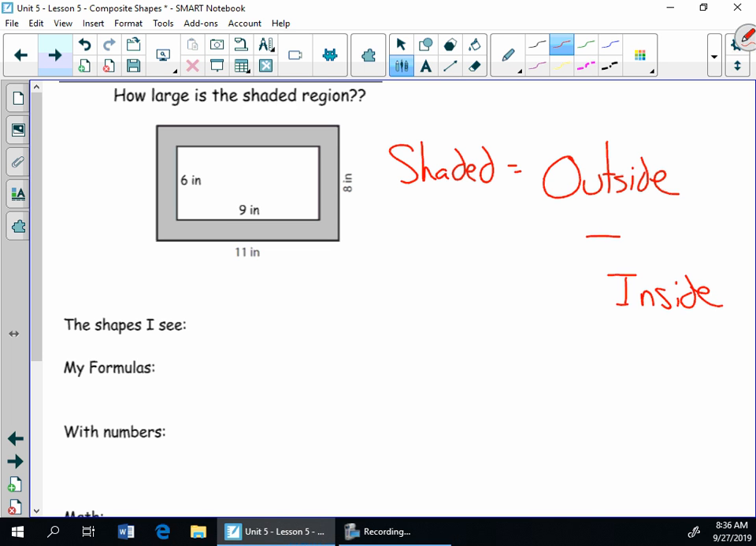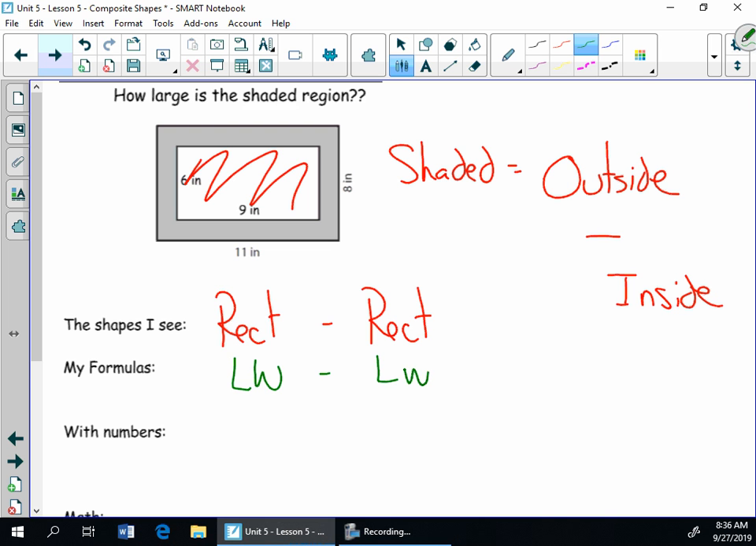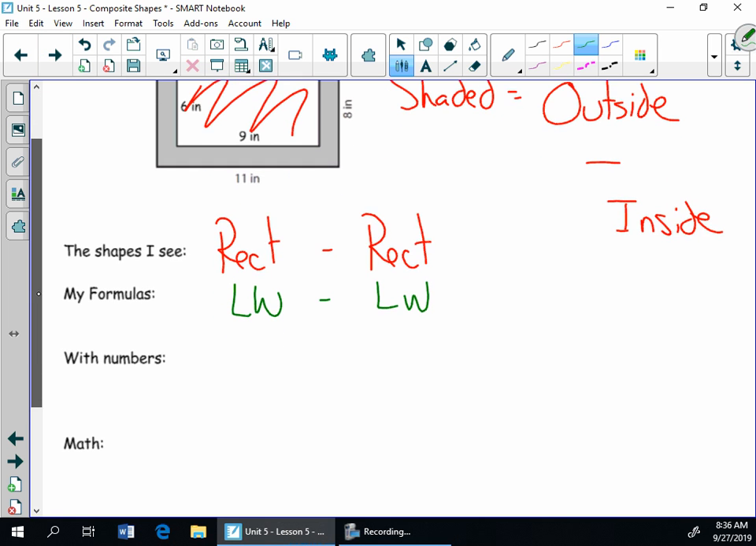If I take the whole thing and I cut out the middle part, what I'm left with is the part in between. If you took a pair of scissors to this piece right here, you'd be left with the part in between, right? So what shapes do we see? Well, the outside shape is a rectangle. What's the inside shape? It's also a rectangle. They're just different dimensions. What's our formulas? Length and width. And length and width. Only difference is we're using different dimensions, so be careful.